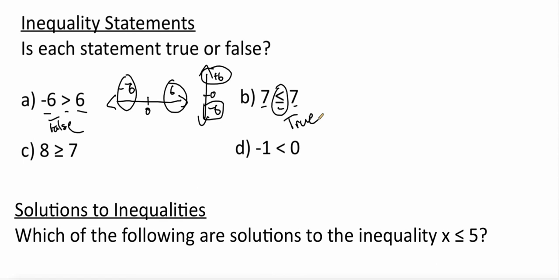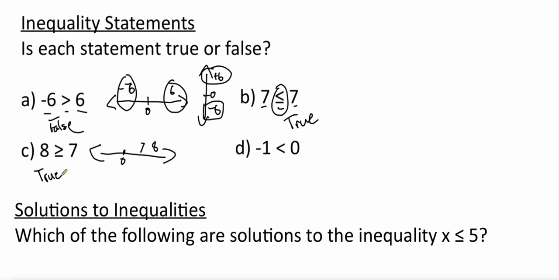Let's take a look at C. It says 8 is greater than or equal to 7. So I'm going to draw a number line. Let's say this is 0, 1, 2, 3, 4, 5, 6, 7 comes first, and then 8. Well, 8 is further down the number line, so 8 is in fact greater than 7. It is bigger, so this is true.